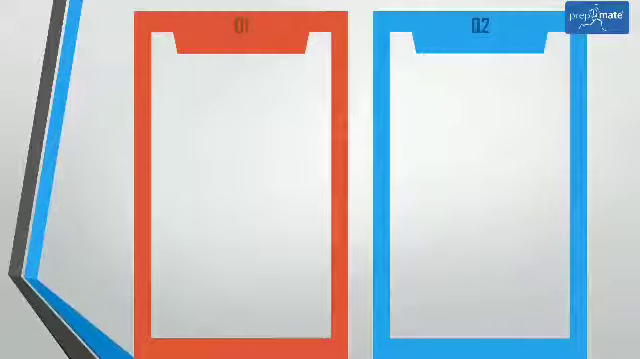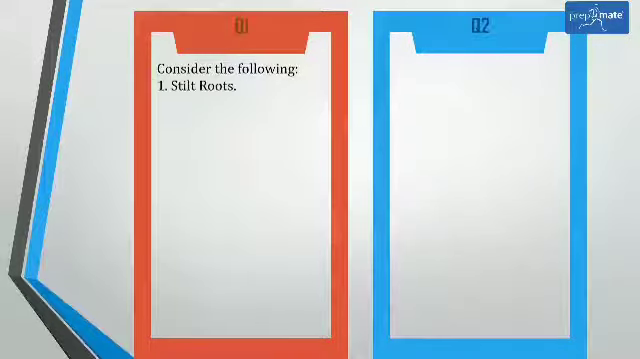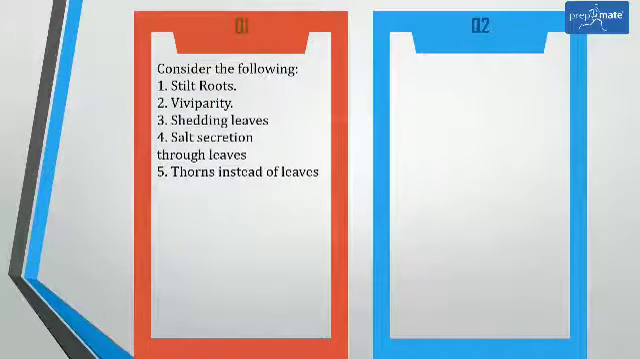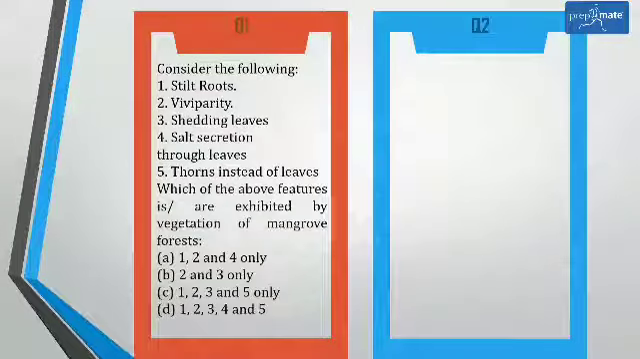Let us analyze what we have learned from the lecture by attempting a couple of questions. Question number 1. Consider the following: stilt roots, viviparity, shedding leaves, salt secretion through leaves, thorns instead of leaves. Which of the above features is or are exhibited by the vegetation of mangrove forests? Option A, 1, 2 and 4 only. Option B, 2 and 3 only. Option C, 1, 2, 3 and 5 only. Option D, all of the above. Here, the correct answer is option A. Leaf shedding is exhibited by deciduous forests, and thorns are a characteristic of desert vegetation.